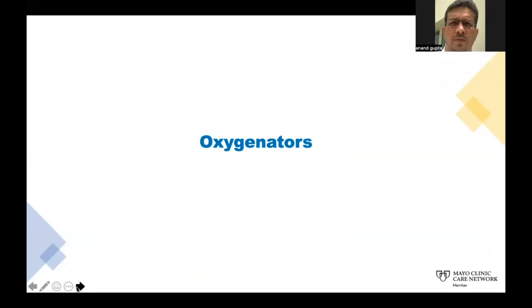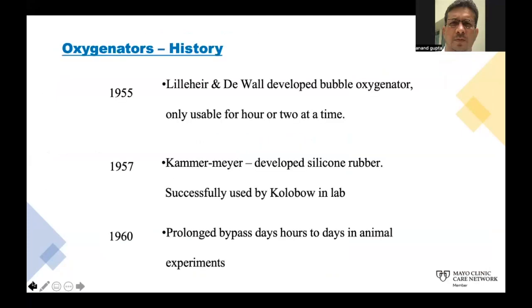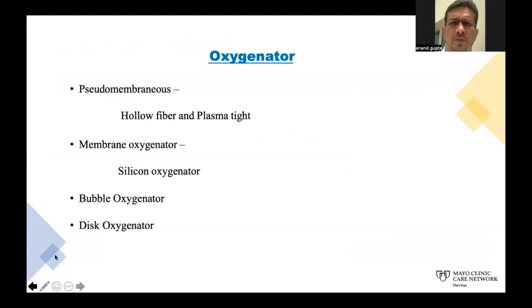The oxygenator. Now we'll discuss the oxygenator. There are different kinds of oxygenators. There are hollow fiber and plasma type oxygenators. Another is the membrane oxygenator, silicone oxygenator, bubble oxygenator, disc oxygenator.